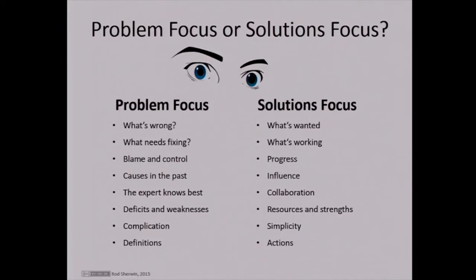So things like what's wrong, what needs fixing, unfortunately tends to get down to whose fault is it, who did something wrong. You're looking for something that happened in the past. You're not necessarily drawing on the future. You end up with experts and best practices.